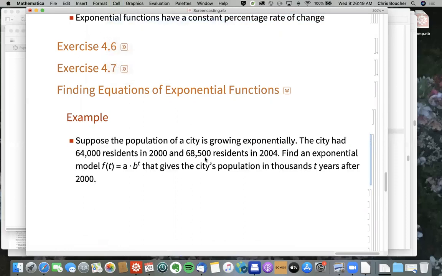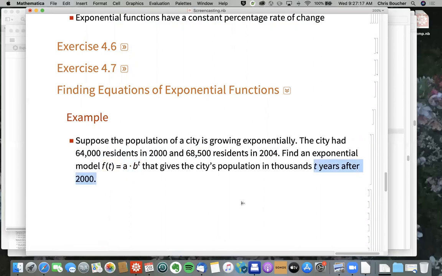So suppose, again, I have a population of a city that's growing exponentially, but this time I'm not given the growth rate. I'm just given a couple of data points, right? I know it has 64,000 residents in 2000 and 68,500 in 2004. So I want to find an exponential model that gives the city's population T years after 2000.